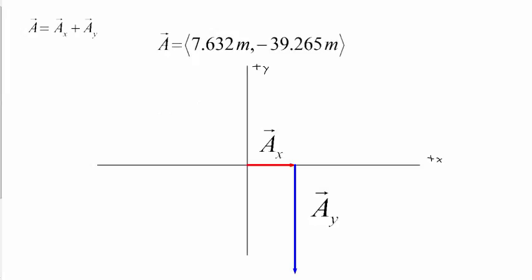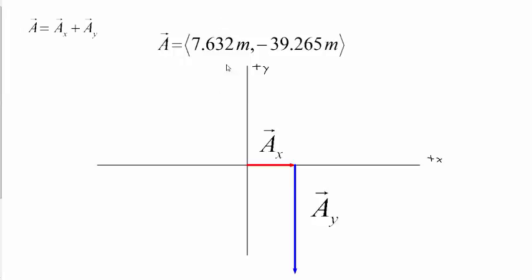Well, the first thing I would do is sketch the components. So you're told that 7.632 meters and negative 39.265 meters are the x and y components of A. Remember that this notation means the same as what's written in the top left here. Essentially that the vector A is the sum or the resultant of adding the components AX and AY.